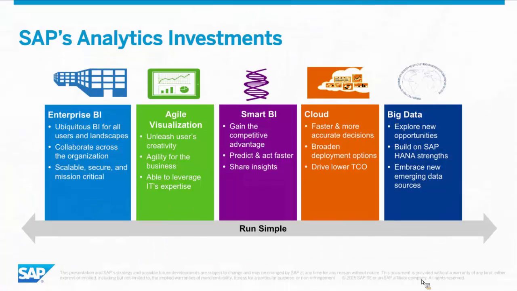So where are we continuously investing as an analytics investment? Enterprise BI, agile visualization, smart BI, cloud, and big data. Those are the 5 core pillars that we are developing against within the analytics portfolio and keep further extending the SAP BI portfolio by these 5 pillars. And you will see several of those points coming back in our What's New discussion today.